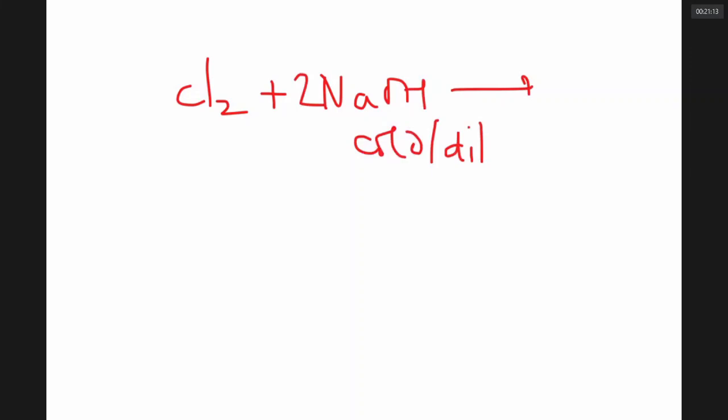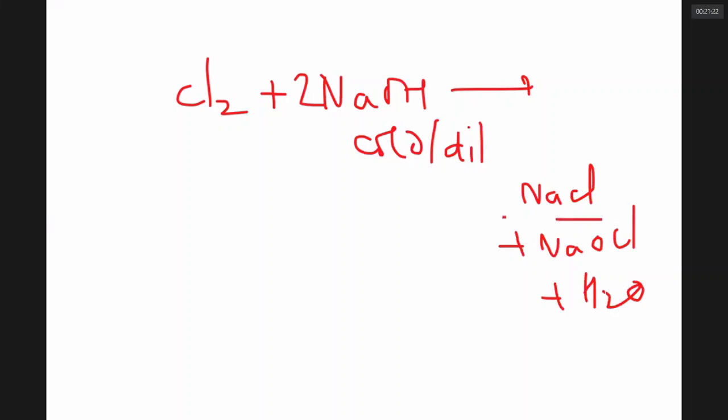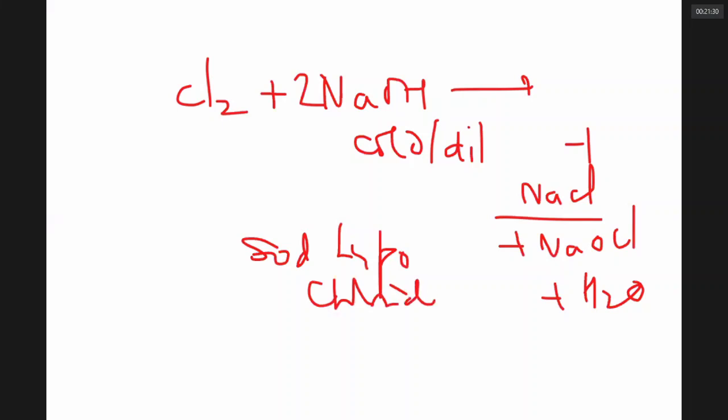Now, when chlorine is added to NaOH under cold, dilute conditions, NaOH will react to give NaCl and NaOCl and water. In this reaction, you get NaCl, sodium chloride, where Cl is -1. Sodium hypochlorite, nowadays its aqueous solution is widely used to kill coronavirus. In this, chlorine is +1. So the reaction of chlorine with NaOH is also a disproportionation.